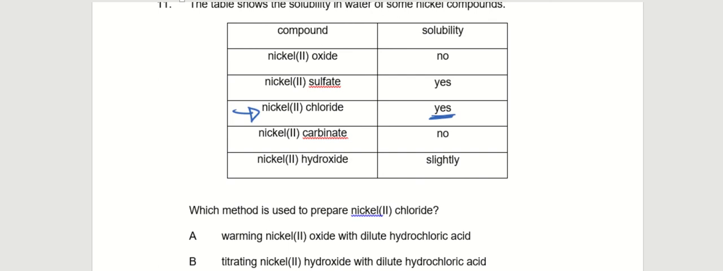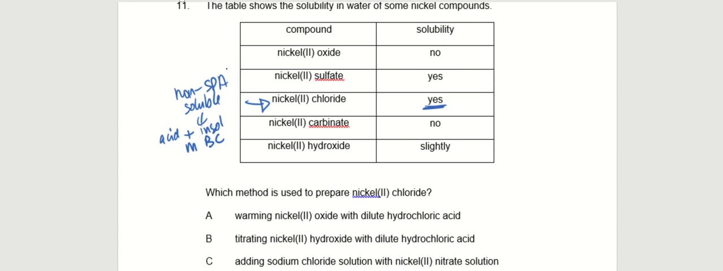Now we know that it is a soluble chloride, and all chlorides are soluble except lead and silver. So this is a soluble chloride, but it is a non-NaKA soluble salt, which means we need to react an acid with an insoluble metal, base, or carbonate. So which of these options best fits the description for the preparation of a non-NaKA soluble salt? Let's go through one by one.